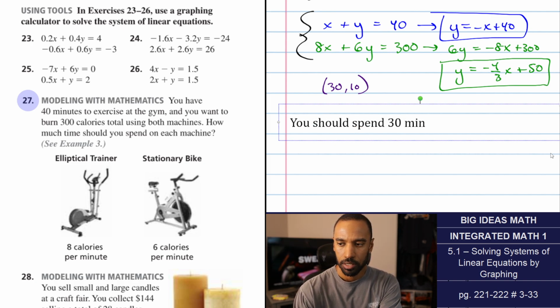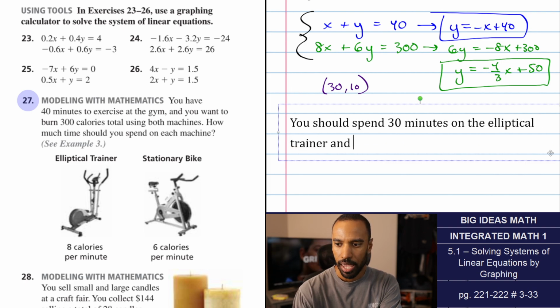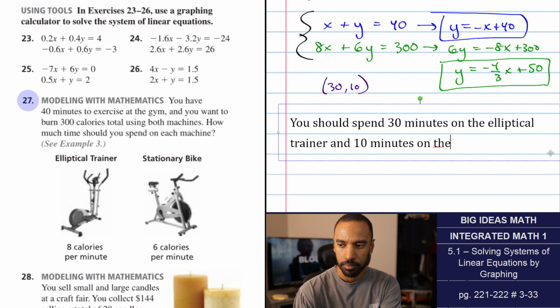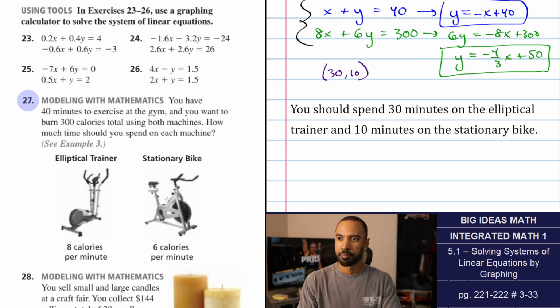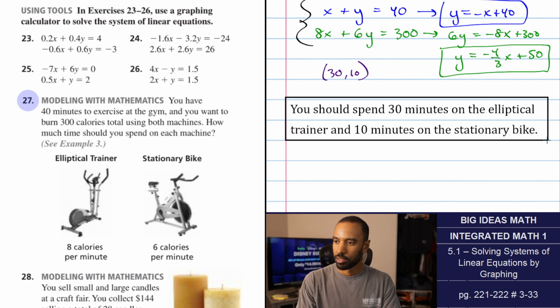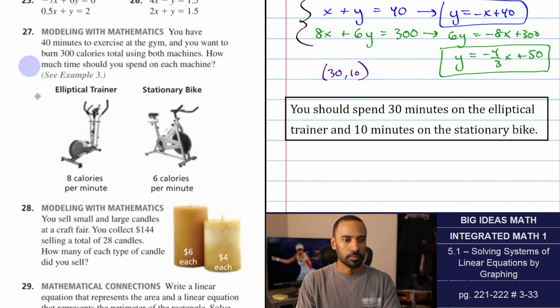30 minutes on the elliptical trainer and 10 minutes on the bike, stationary bike. That's the answer we're going to put, right? So right there. So setup, solution, done. Okay. Number 28. We're actually almost done, right?